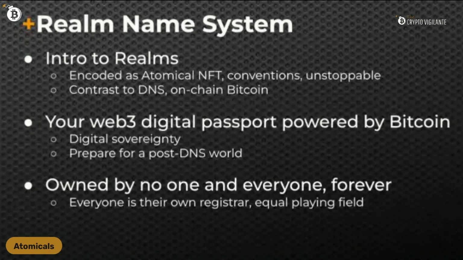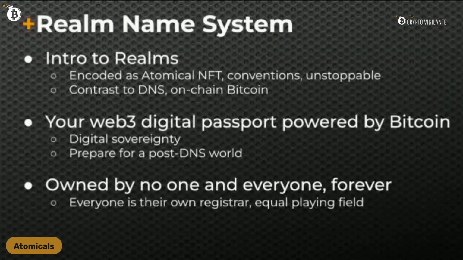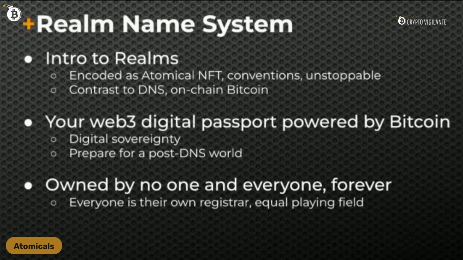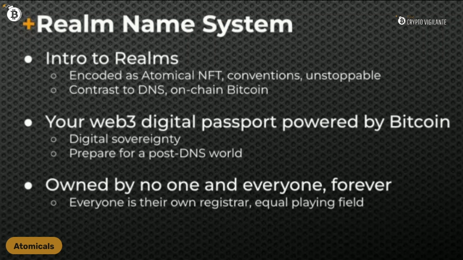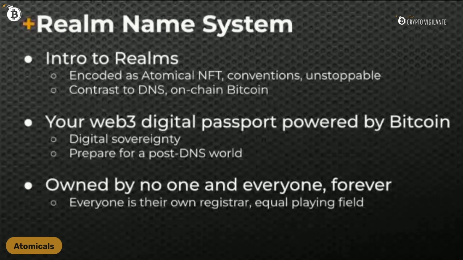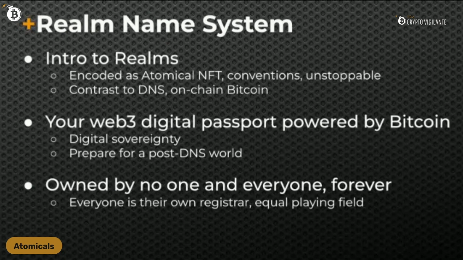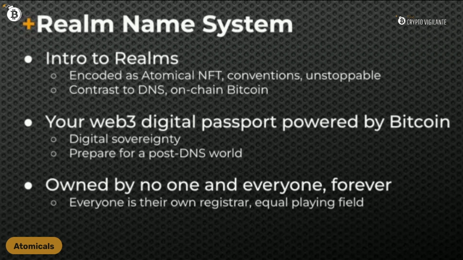It's not DNS. It doesn't have DNS-like suffixes like .com or .net. It uses the plus to indicate that we're in a completely different universe, a completely different dimension, built from the ground up for the Bitcoin native world. This is your Web3 digital passport powered by Bitcoin. It's digital sovereignty. It allows us to prepare for a post-DNS world.